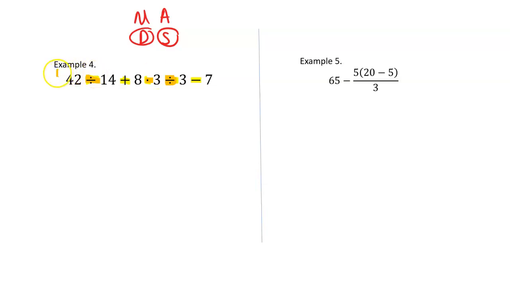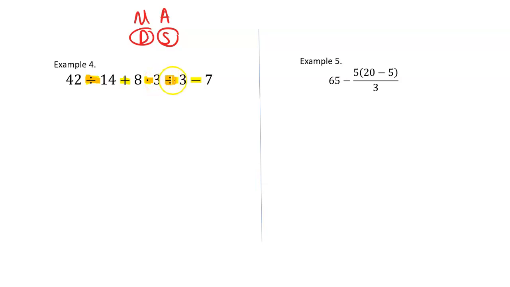So we're going to follow the left to right order, whichever you see first. First, let's do 42 divided by 14, and that is 3. And we write down the plus. We have to wait because the plus sign and minus sign have lower priority. And then we do multiplication: 8 times 3, which gives us 24.